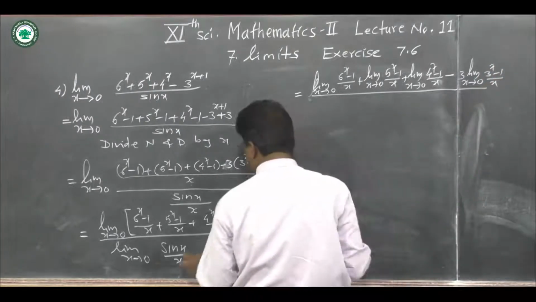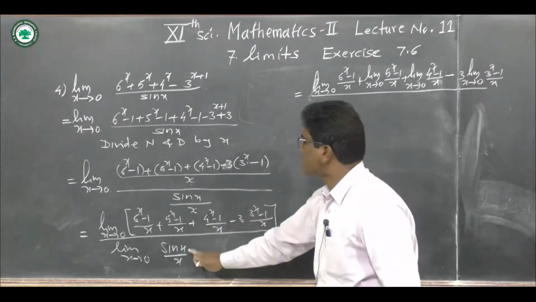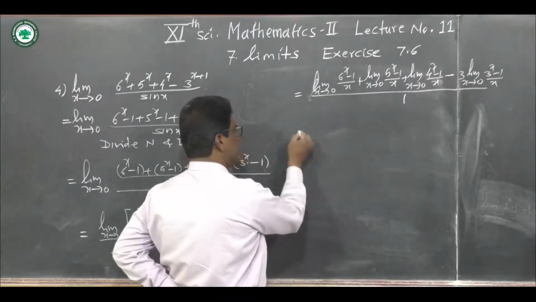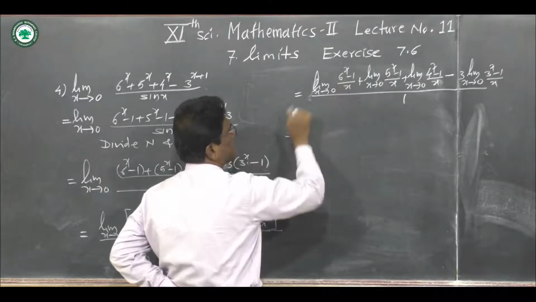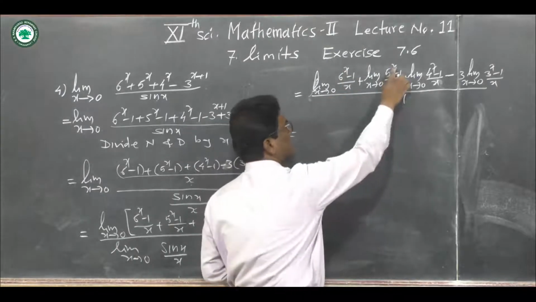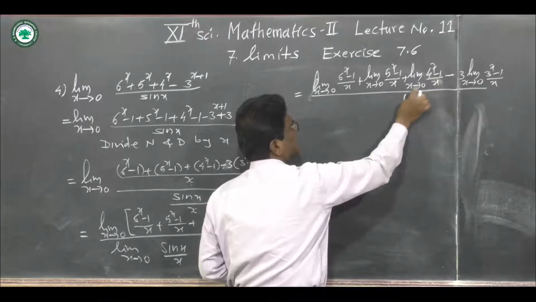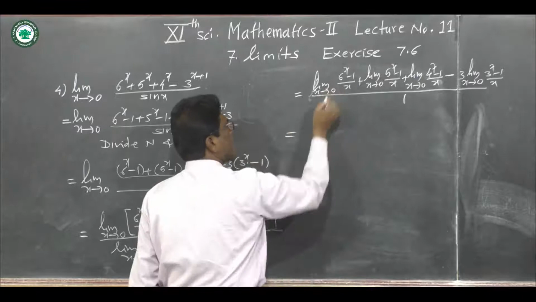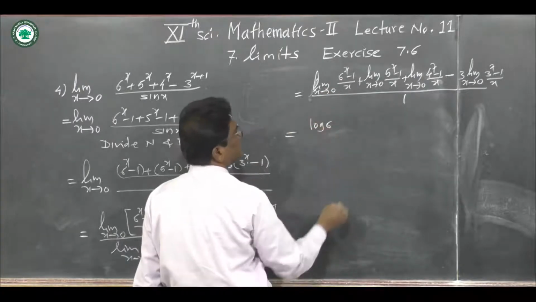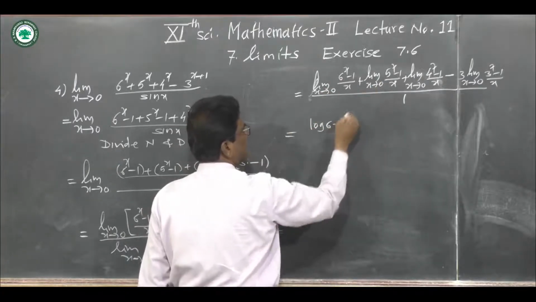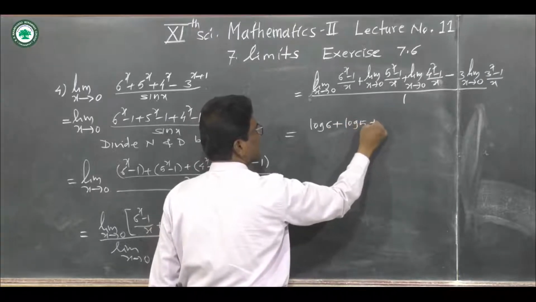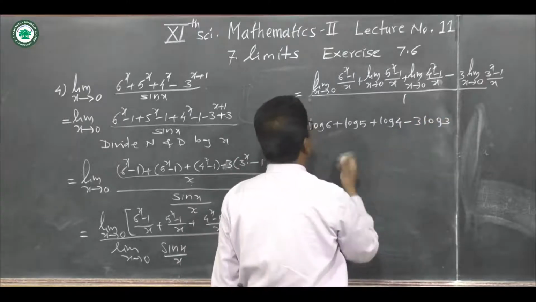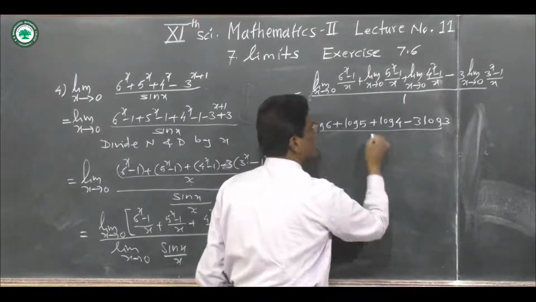and divided by limit x tends to 0 of sin x upon x, that is 1. So here divided by 1. Now in the numerator we use the standard formula. Here in every case power x tends to 0, and the last one, power x upon x, tends to 0. So here it is log of 6 plus log of 5 plus log of 4 minus 3 into log of 3, upon 1.